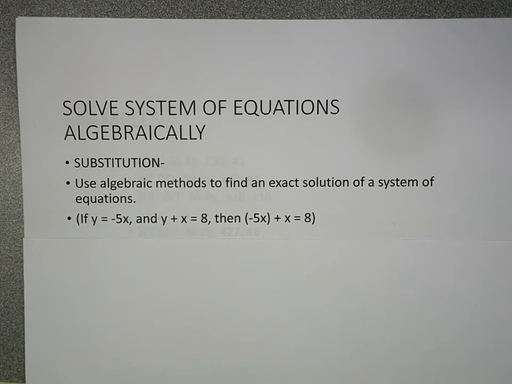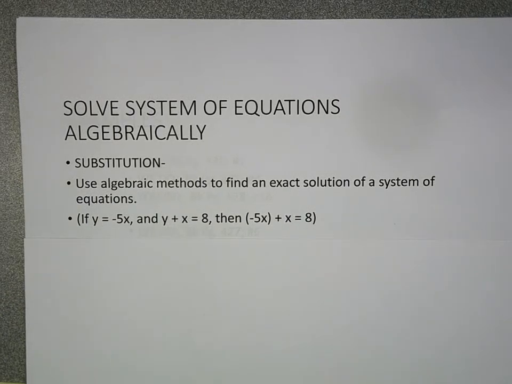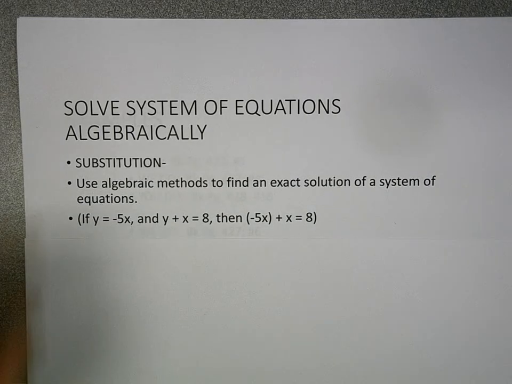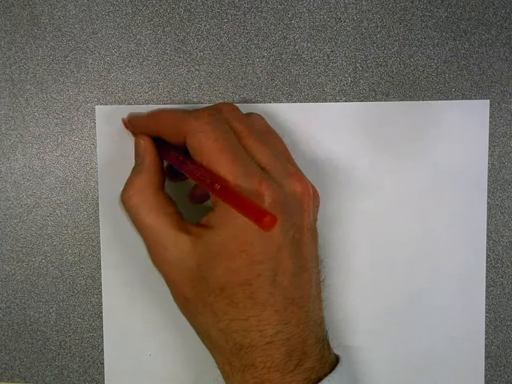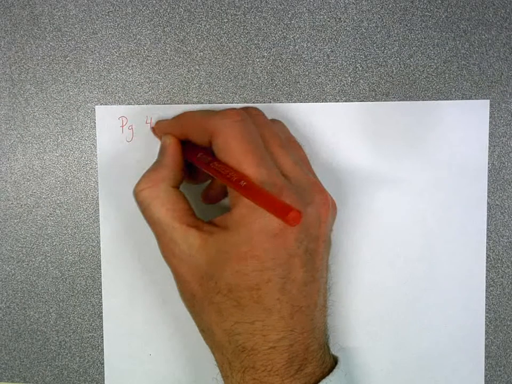All right, so if you haven't done so already, go ahead and grab your book, grab a piece of paper. Put your name on your paper, assignment number, the actual assignment, lesson number, all that good stuff. And flip your book to page 427.